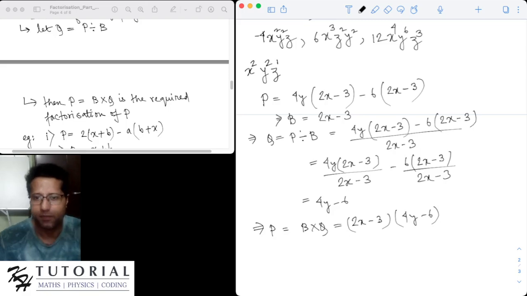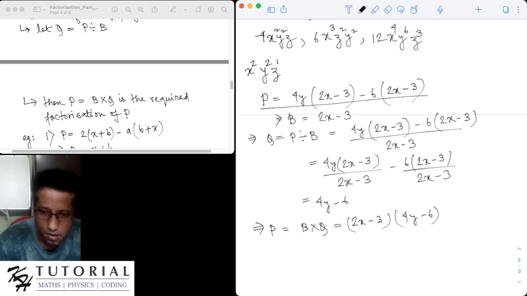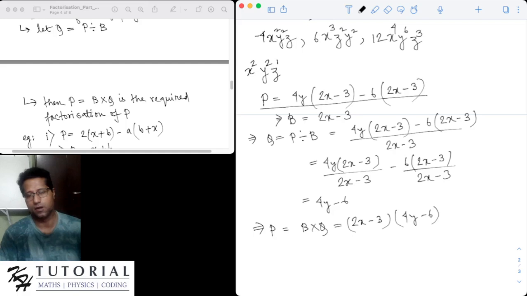Now, the more problems you solve, the more you will get used to these methods of factorization, and you should be able to factorize this polynomial p immediately as the product of the two binomials, that is 2x minus 3 and 4y minus 6. So this was how you factor out a binomial from all the terms of a polynomial.